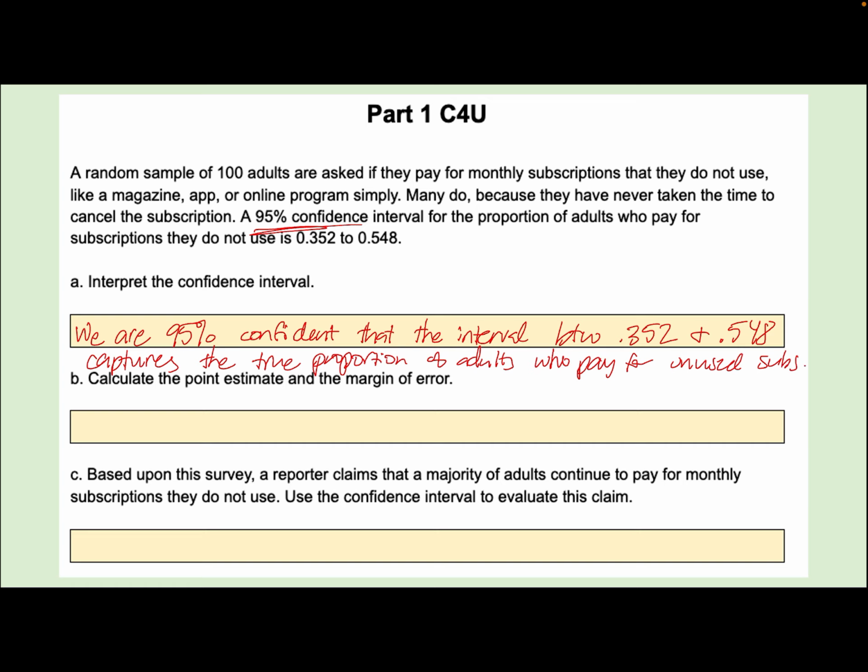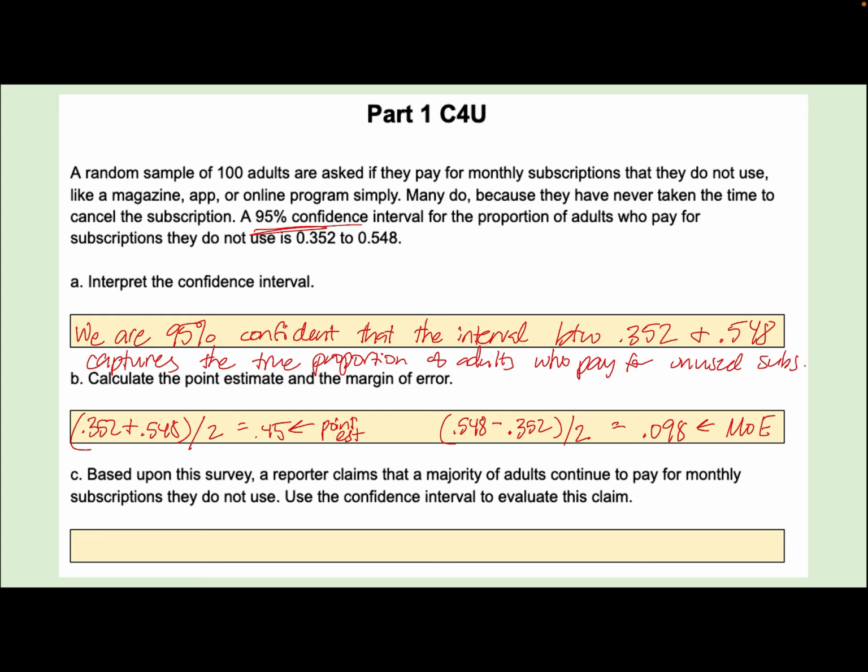All right, calculating the point estimate. We're trying to figure out what number is just in the middle of the upper and lower bound. So I'm going to do 0.352 plus 0.548 and divide that by 2, which gives me 0.45. That's my point estimate. And then to calculate the margin of error, I'm going to do my upper bound minus my lower bound and divide that by 2. Here we would get 0.098 for my margin of error.